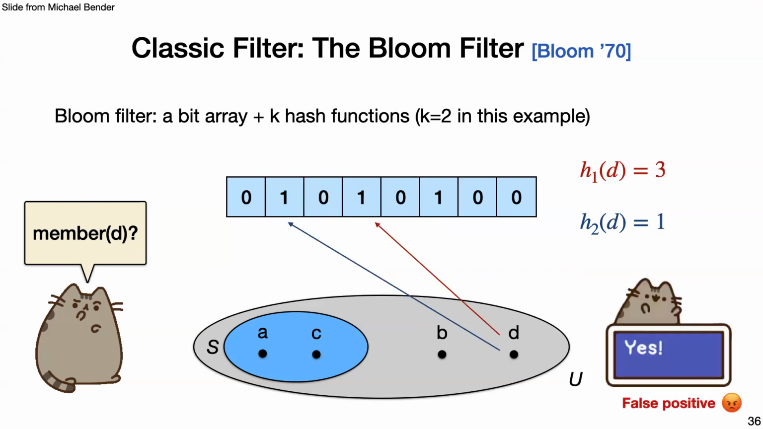Okay, but when we want to ask if D was in the set, suppose our hash functions gave us 3 and 1, and these are the same bits that we had just set. So the filter would return yes, even though D is actually not inserted; it just happened to overlap with the things that we already had inserted. And so that's where you get the false positives.